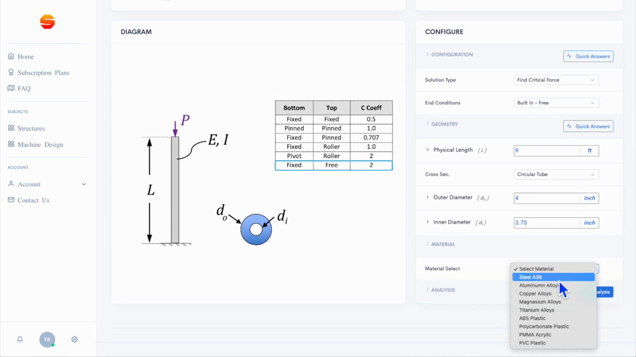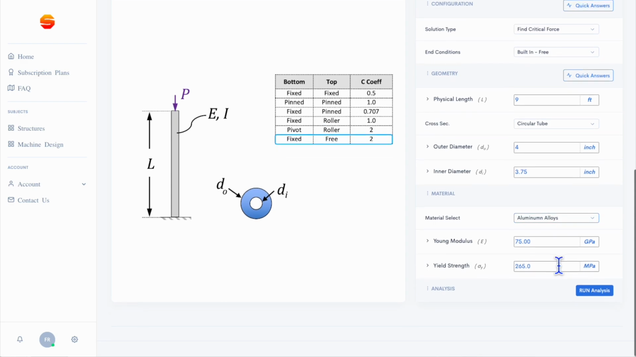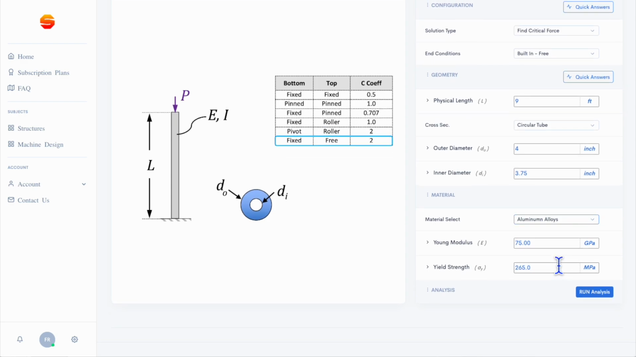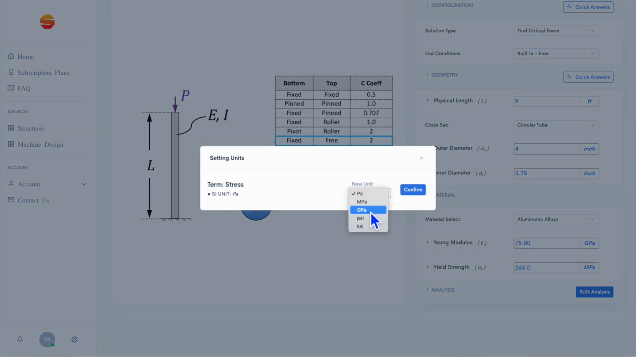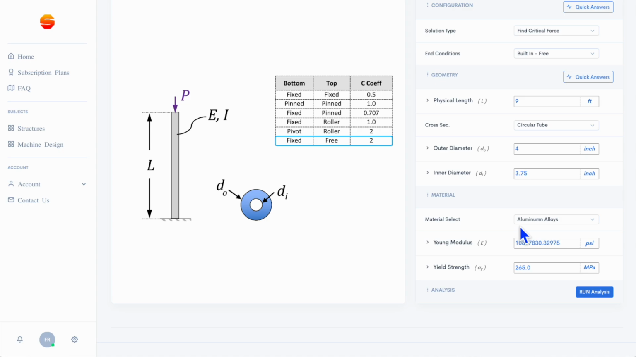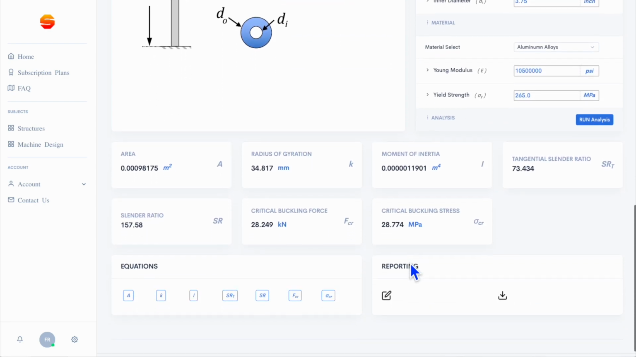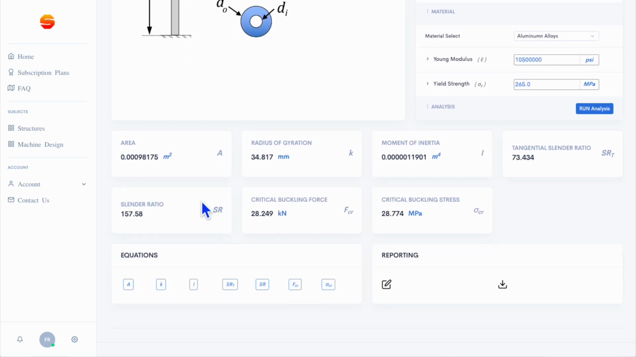The material is an aluminum alloy, and for the material, what we have here is the Young's modulus, but it's given in English units, so we're going to change that. 10,500. I can make that as a KSI, but I'm just going to add 1, 2, 3 more. And let's run the analysis. And let's see what we have here.